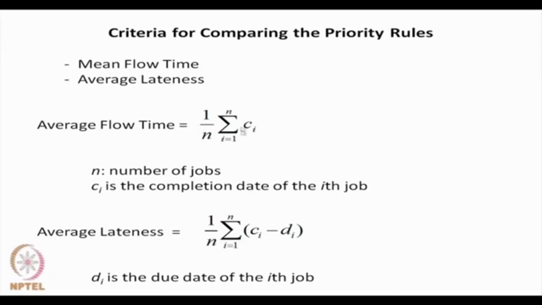Completion time means the time at which the particular ith job is completed. So, Ci is the completion date of the ith job. The second criterion which is used is the average lateness. If the completion time is known and the expected delivery date is known, the difference is the lateness of that job. So, the average lateness is 1 upon n. So, these two criteria let us see which of these three priority rules is better.